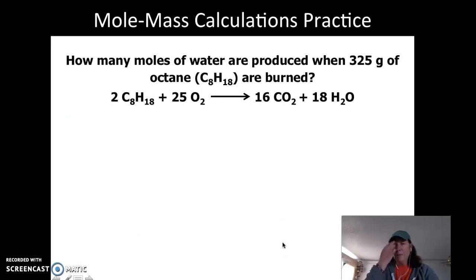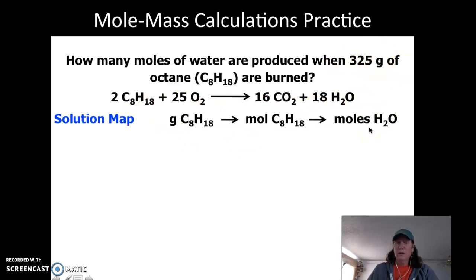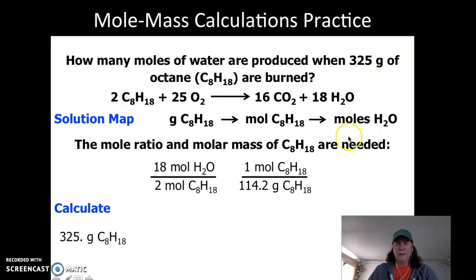How many moles of water are produced? Now we're going to start with grams. So before we can use the mole ratio from the balanced equation, we have to change grams to moles. And again, don't worry about the solution map. We just go down here. So write down what I know. 325 grams of octane. Now I have to change this to moles before I can use my mole ratio from my balanced equation, just like we did before.